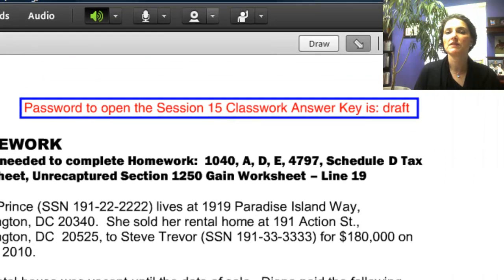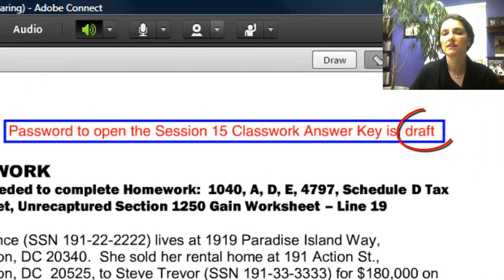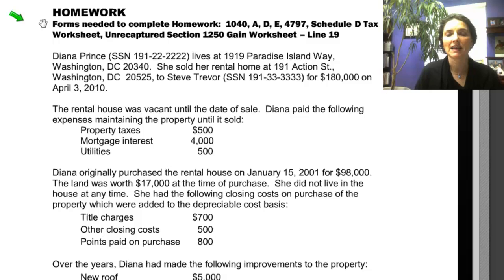The password to open the Session 15 Classwork answer keys is DRAFT, D-R-A-F-T. There are 2 answer keys because there are 2 classwork assignments, but both answer keys have the same password of DRAFT. And I'm going to leave you today with a homework assignment.